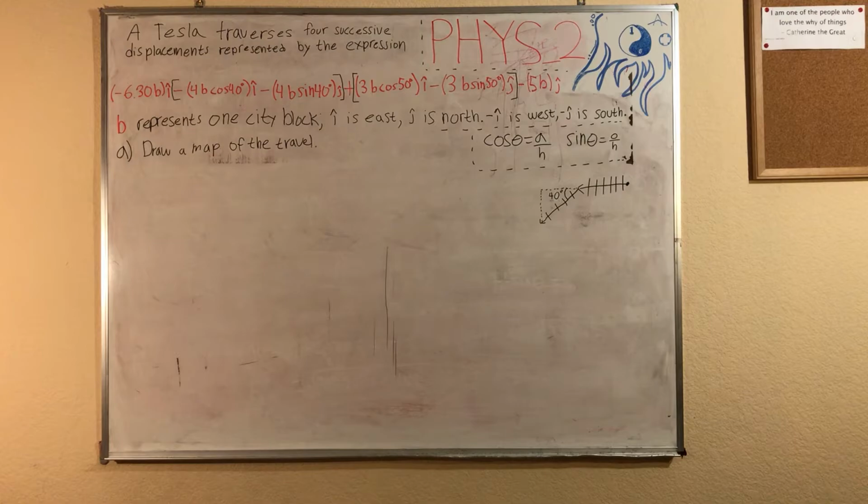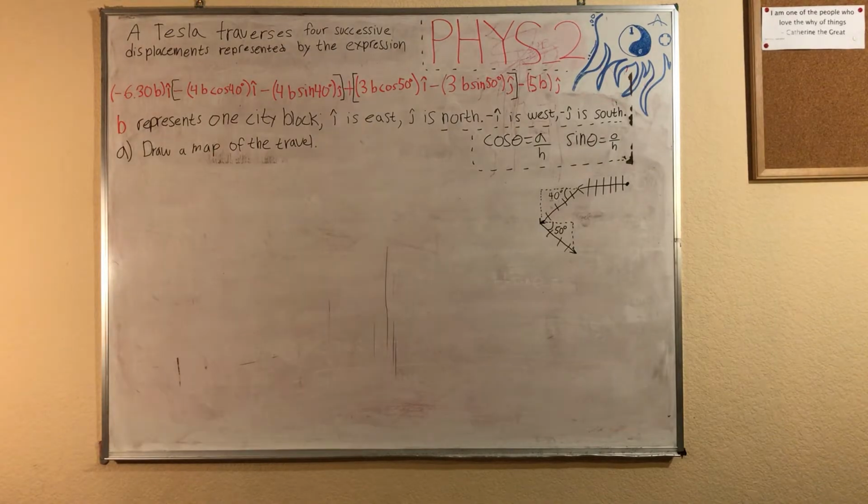Following the next term, dash out the i hat to the east, and dash out negative j hat to the south. Again, we have what we need for the next vector, looking at cosine of 50 degrees, which is adjacent, and sine of 50 degrees, which is opposite. The vector and angle go here to satisfy the expression. Mark the 50 degrees and 3 blocks.